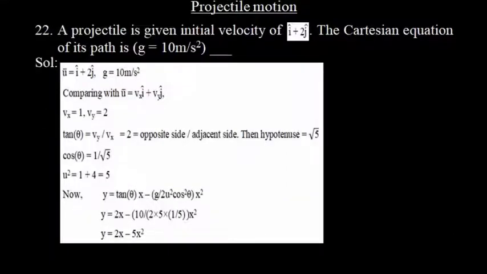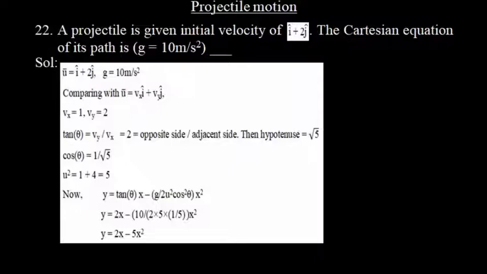Next problem. A projectile is given initial velocity of i cap plus 2j cap. The Cartesian equation of its path is, and they have asked to take the g value as 10 meter per second square. Okay, first we write the initial velocity. U bar is equal to i plus 2j. Comparing with u bar is equal to ux i plus uy j, we get ux is equal to 1, uy is equal to 2. Then tan theta can be written as uy by ux, that is equal to 2.